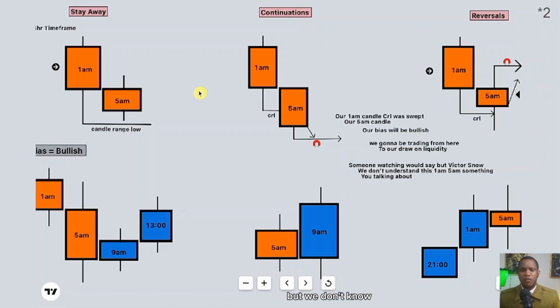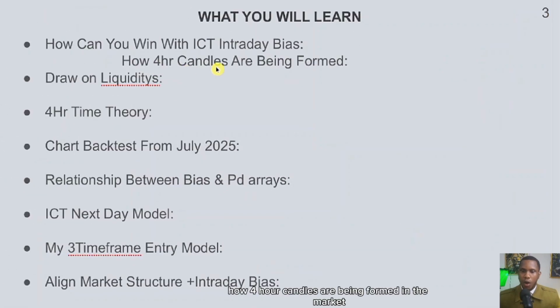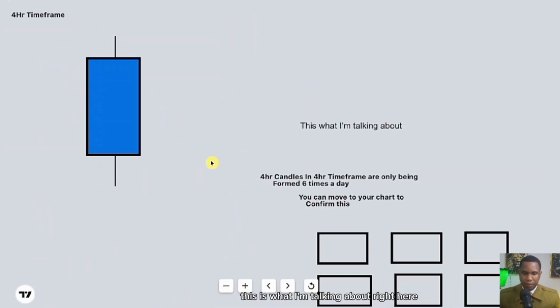Someone watching will say, but Victor Snow, we don't understand this 1 a.m., 5 a.m. candle, something that is labeled on your candles right here. That is because you don't understand how 4-hour candles are being formed in the markets. This will definitely change the way you see the 4-hour time frame. This is what I'm talking about right here.